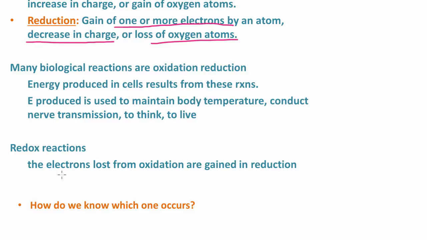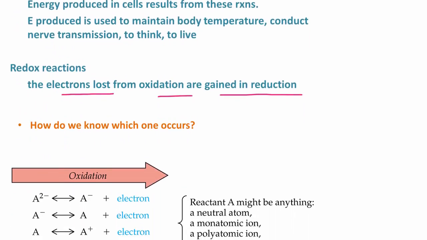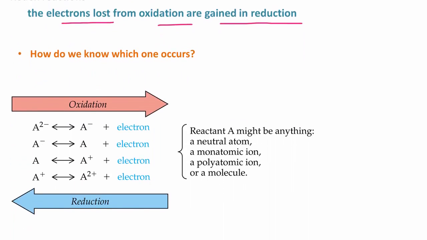In redox reactions, the electrons lost from oxidation are gained in reduction. And I'll tell you right now, oxidation and reduction occur simultaneously. You cannot have one without the other. So how do we know which one occurs? Well, here we have this arrow. This is oxidation, and this arrow pointing to the left is reduction.